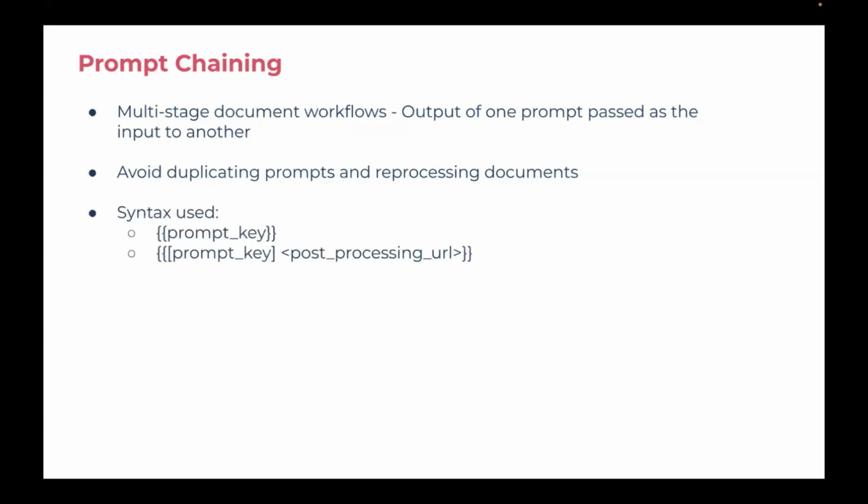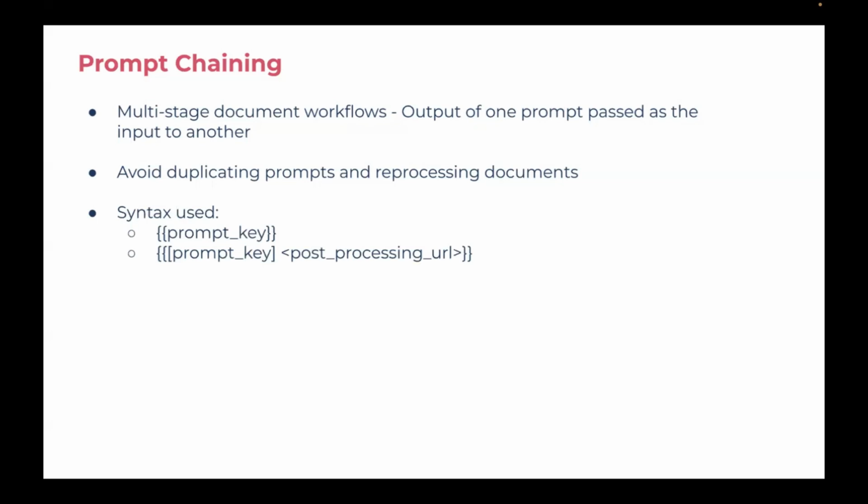Prompt chaining comes into the picture when you need to pass the output of one prompt as the input variable to another prompt within the same Prompt Studio project. This approach enables workflows that can reason progressively over documents. Earlier, you might have had to duplicate prompts or reprocess entire documents for multi-stage document workflows. However, with the recent product release, you can refer to the output of any of the given prompts within another prompt using a syntax. And this is the particular syntax that we use.